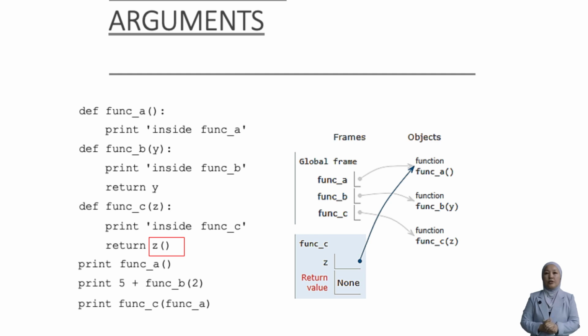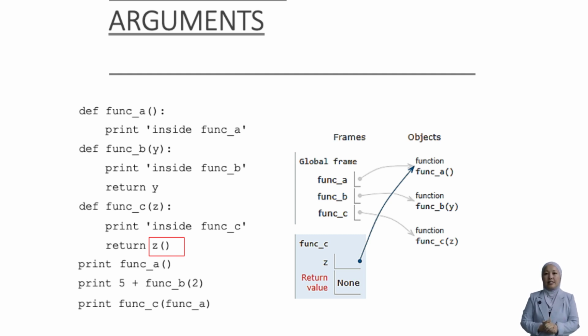Now look at the calls. print(func_a()) calls func_a, which prints "inside func_a". Then print outputs the returned value, which is None. Next, print(5 + func_b(2)). This calls func_b(2), which prints "inside func_b" and returns 2. Then 5 plus 2 is 7, and print outputs 7.